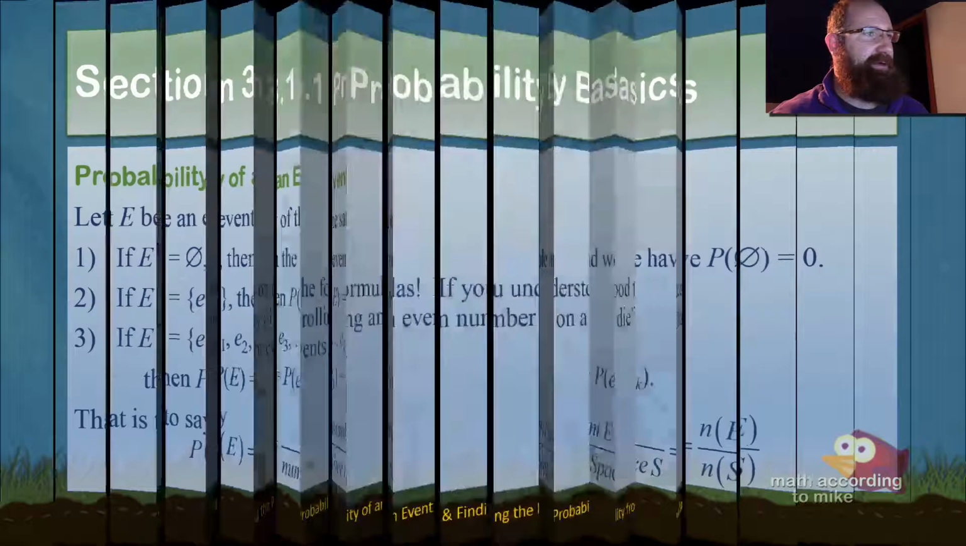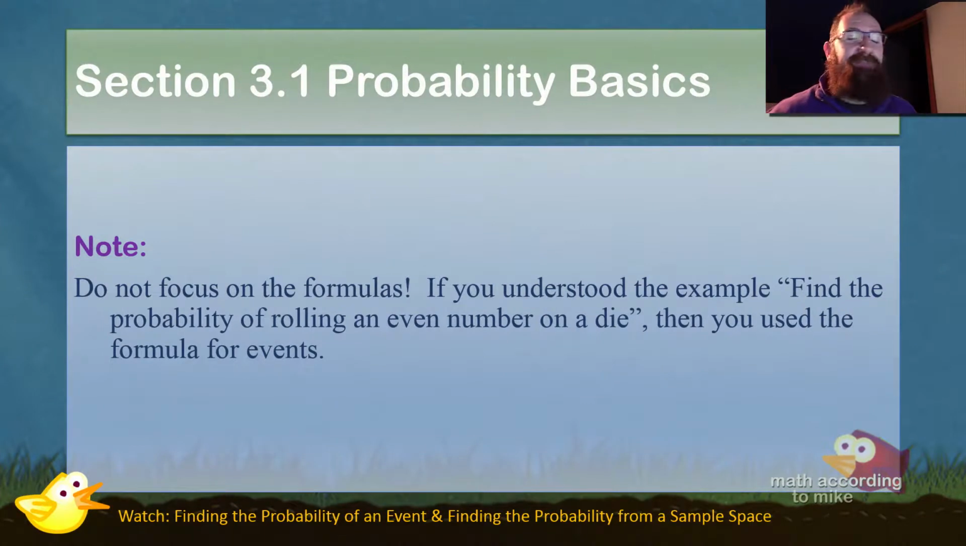in fact, I think that's the next slide. Is there a note? There is a note. Do not focus on the formula. If you understood finding the probability of rolling an even number on a die, then you just use that formula for the event. Because there are 3 even numbers on a die, 2, 4, 6. There are 6 numbers total on a die, 3 over 6, 1/2.